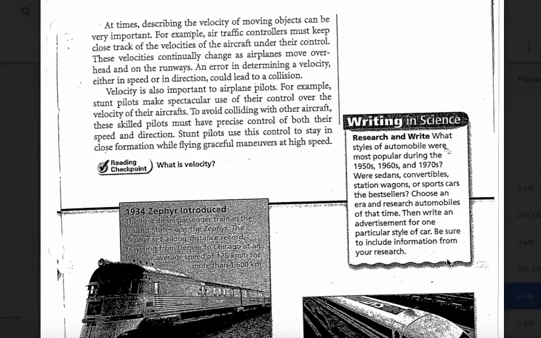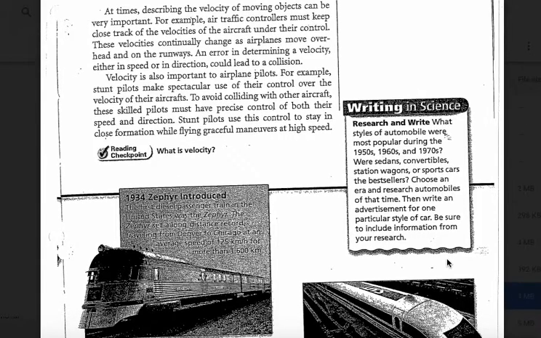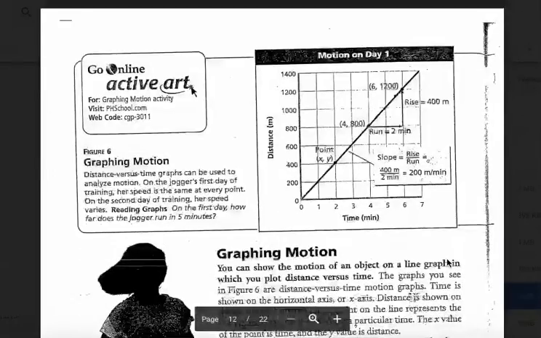Velocity is also important to airplane pilots. For example, stunt pilots make particular use of their control over the velocity of their aircraft. To avoid colliding with another aircraft, these skilled pilots must have precise control of both their speed and direction. Stunt pilots use this control to stay in close formation while flying graceful maneuvers at high speed.